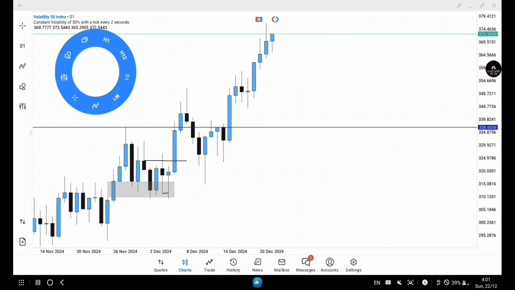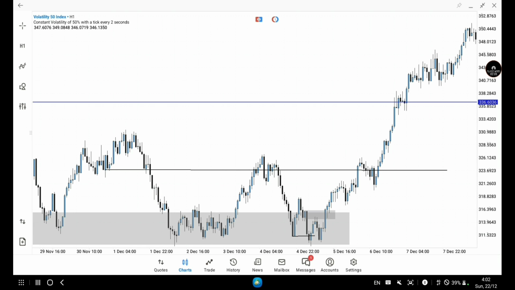Then we drop to the hourly. In the hourly, you can clearly see that price dropped lower. Yeah, it went a little bit above the open of the daily candle, which is the new week's open, and price dropped lower right there.